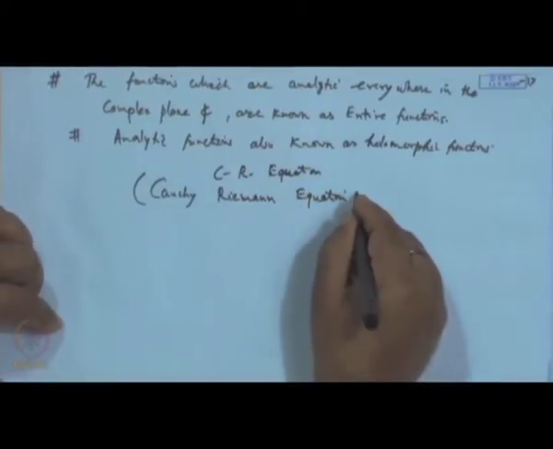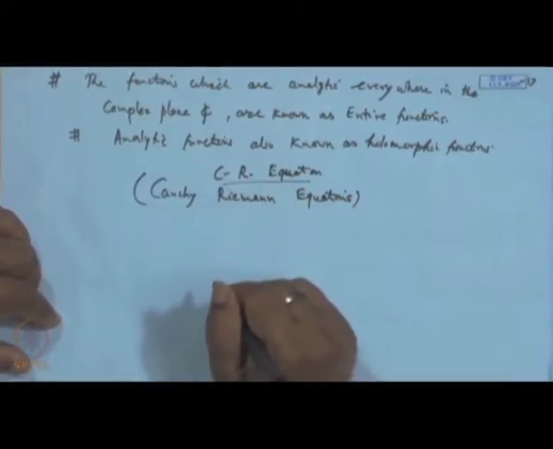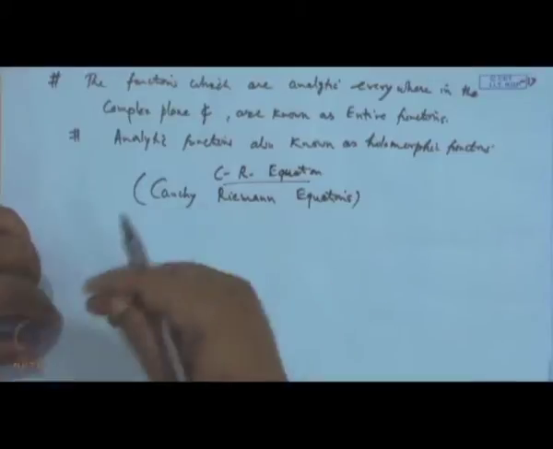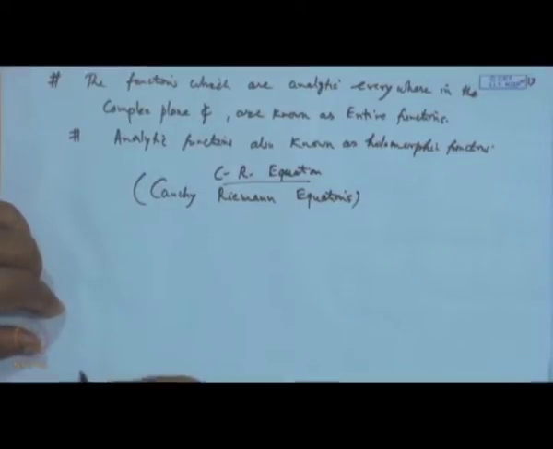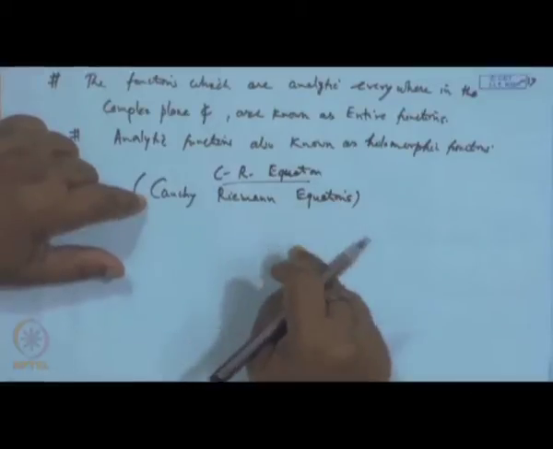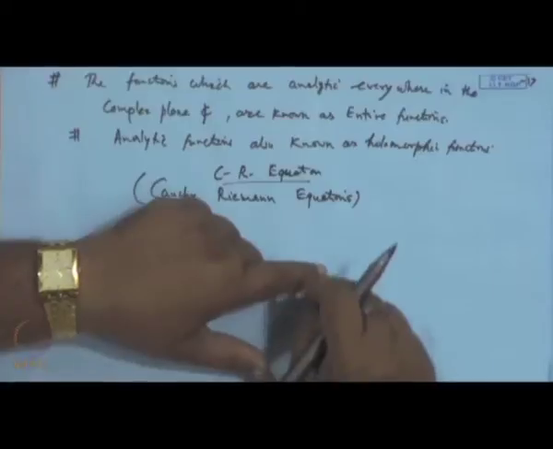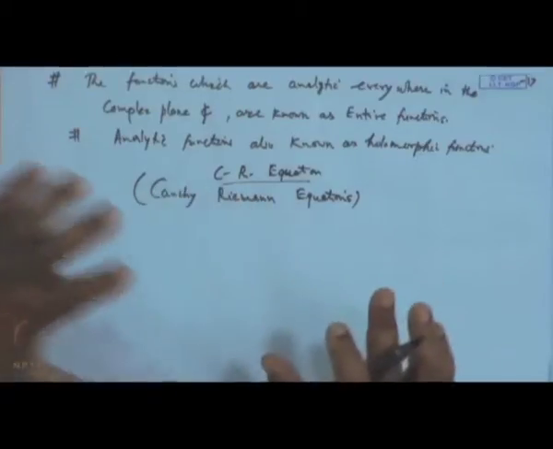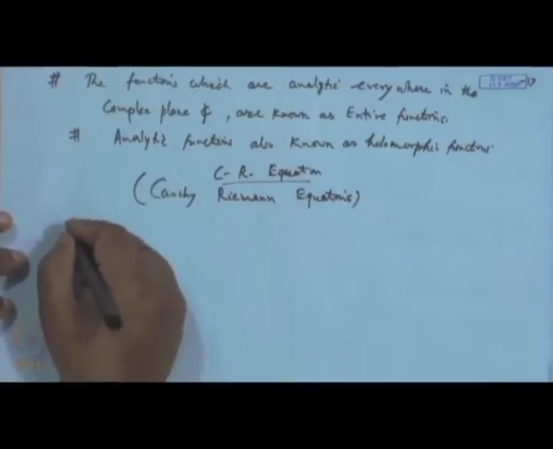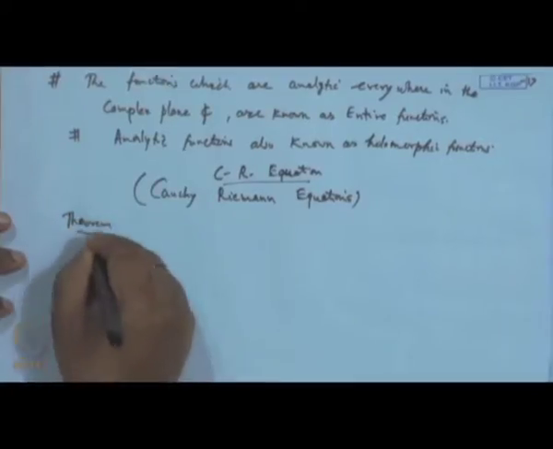Cauchy-Riemann equations. In fact, they are given by Cauchy and Riemann, and the equations are in the form of the partial derivatives of the functions u and v which satisfy certain conditions. So, this Cauchy-Riemann equation comes out when we go for the differentiability of the function, the necessary condition for the differentiability of the function, or analyticity of the function. So, let us see the result of the theorem.